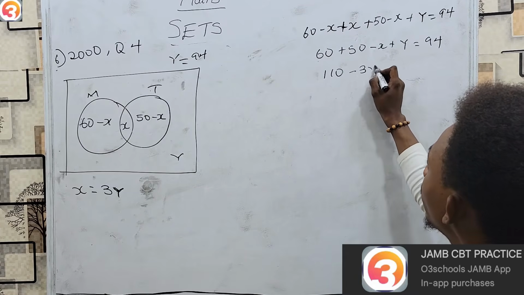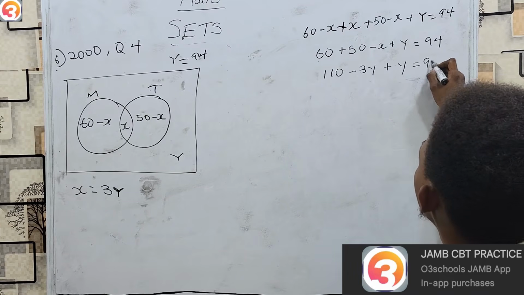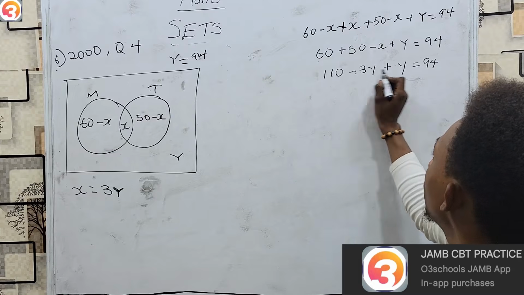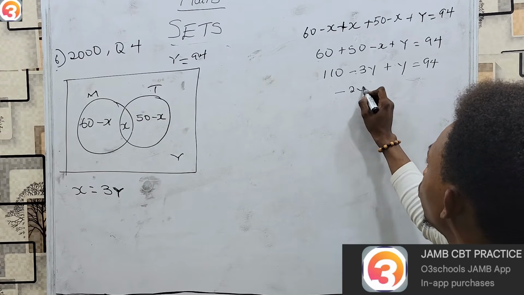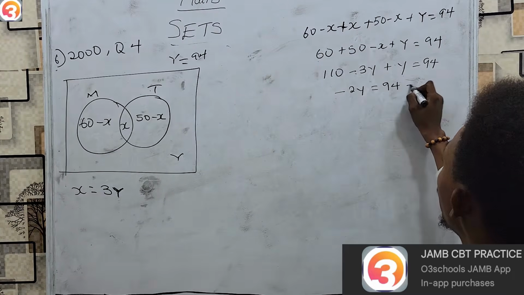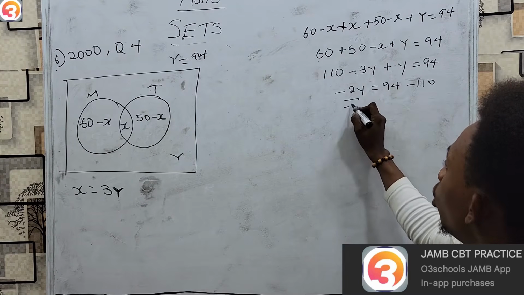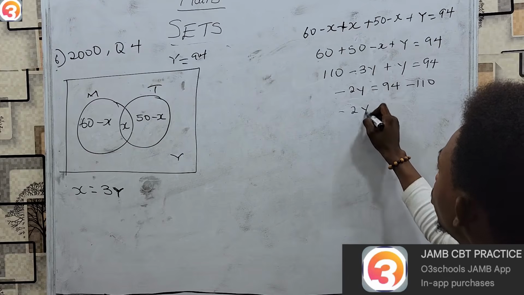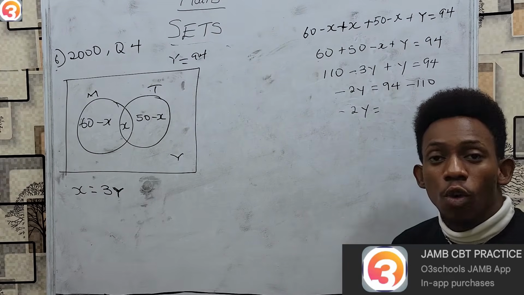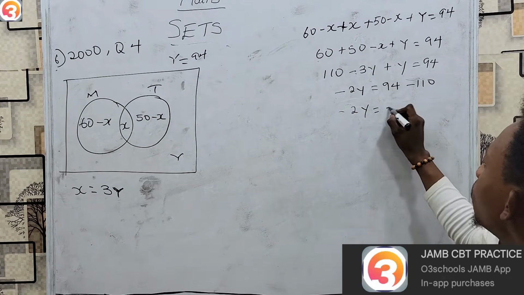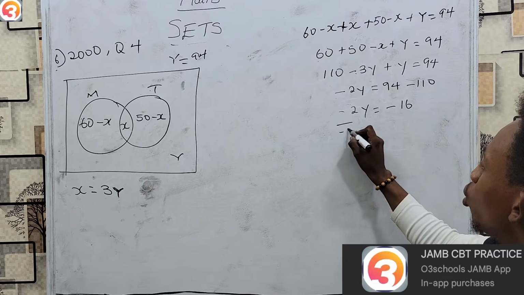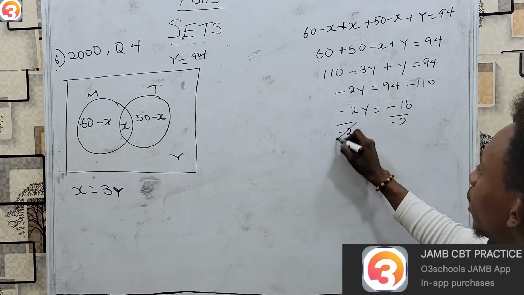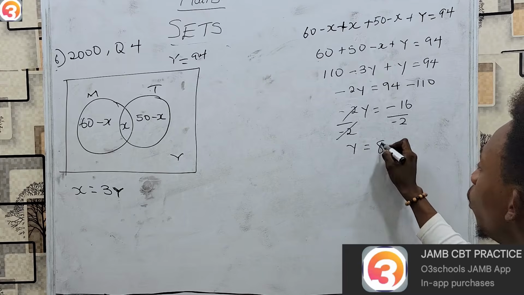X is 3y plus y equals 94. So minus 3y plus y is minus 2y equals 94 minus 110 over minus 2. Let's do subtraction first. Minus 2y equals 94 minus 110, which is minus 16. So over minus 2 over minus 2, y equals 8.